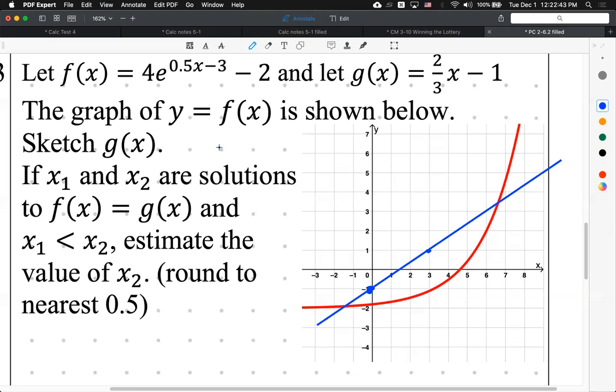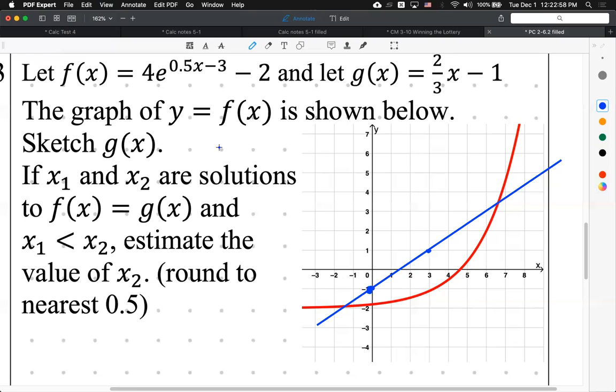And then read the question carefully, because sometimes they switch the order of which one is the bigger, which one is the smaller. This one I didn't change, I just copied and pasted it. So x2 is the bigger one, and we're trying to find x2. So find the one that's farthest to the right. Estimate again to the nearest 0.5.